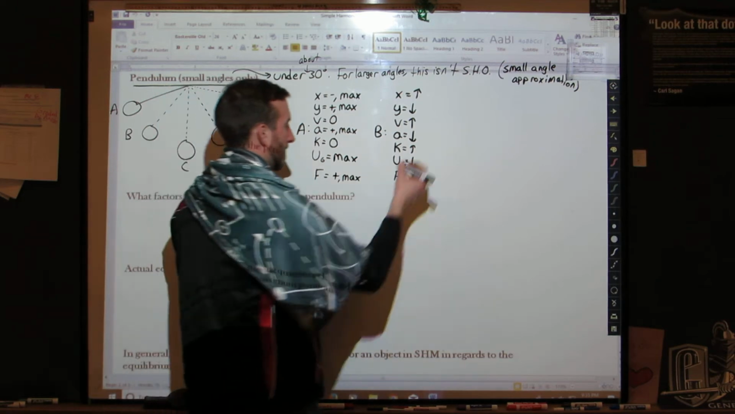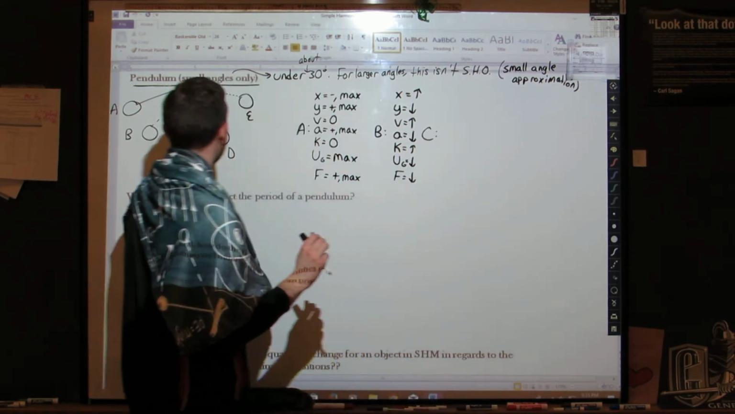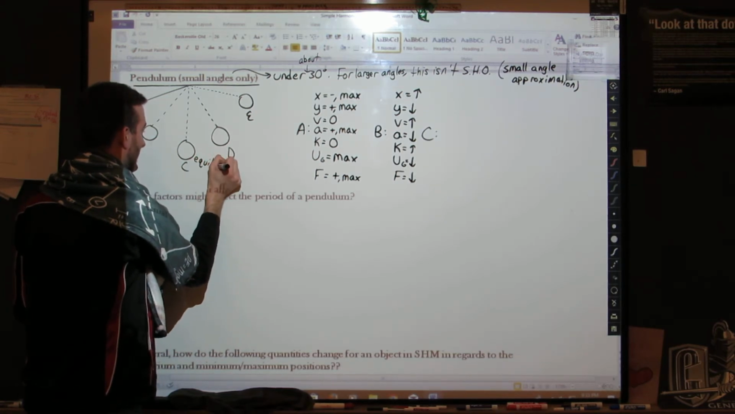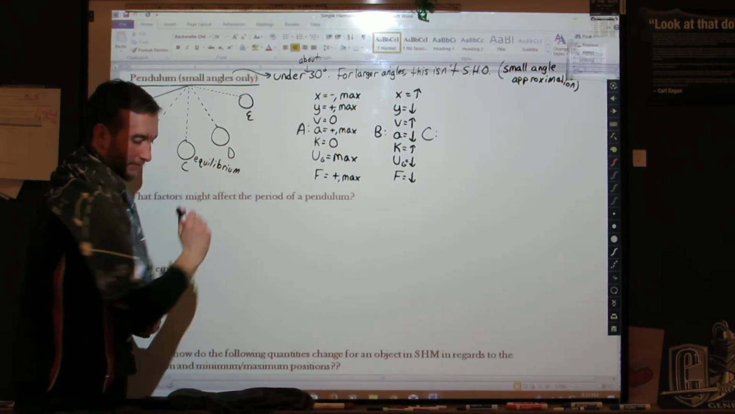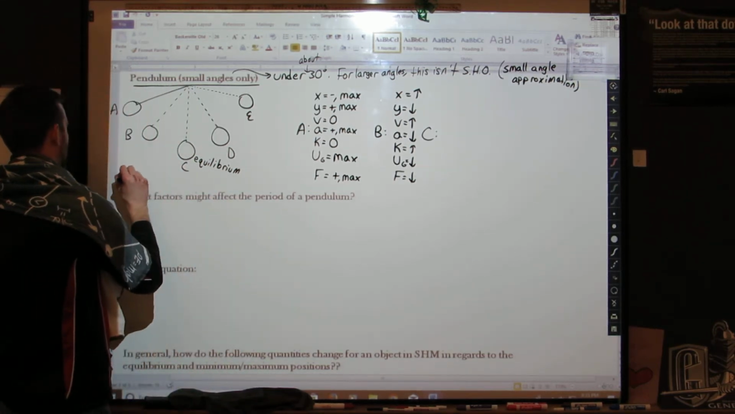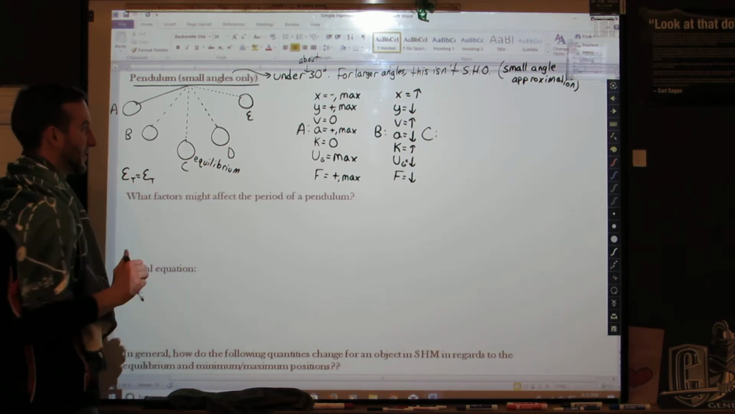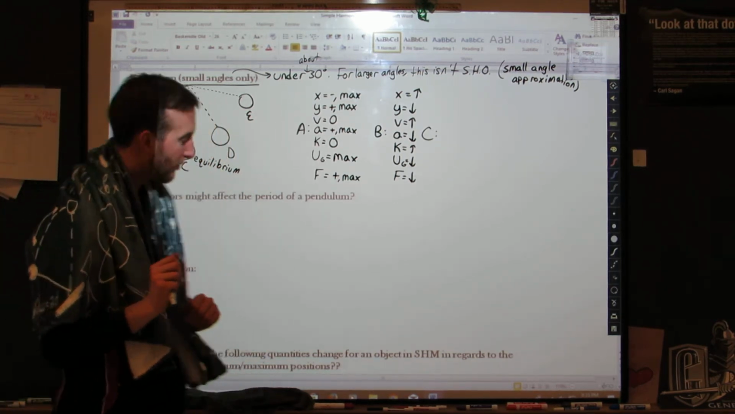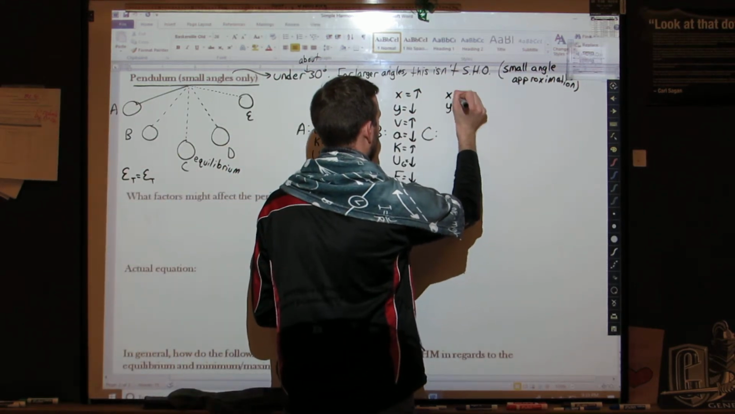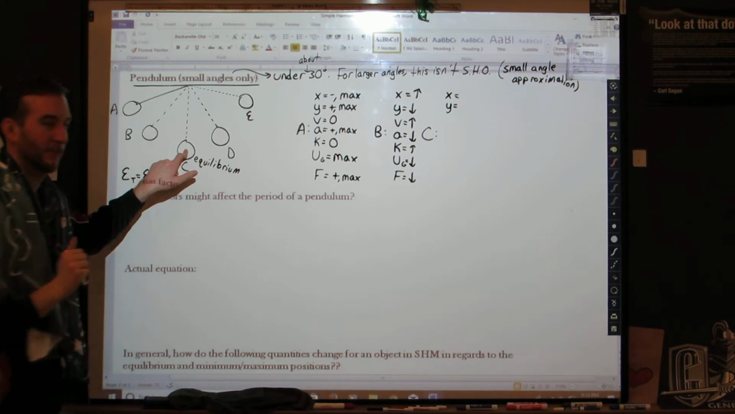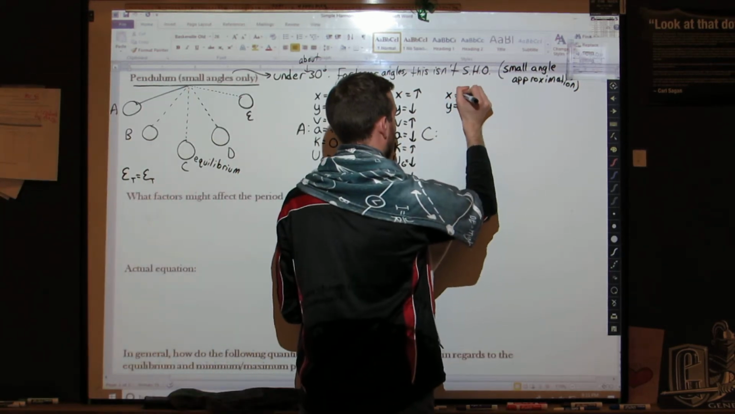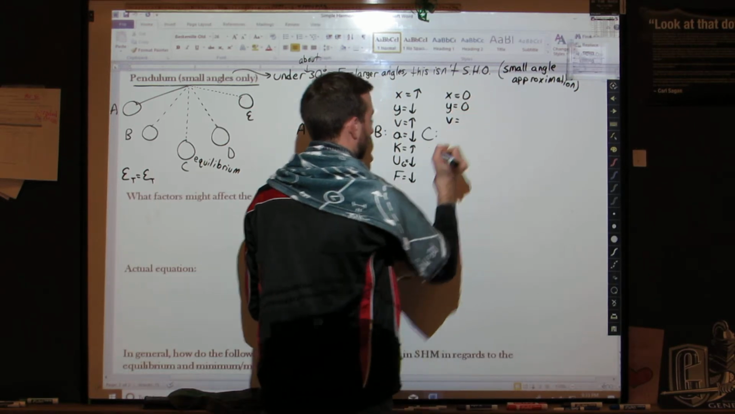So, let's move on to point C. Point C, this is equilibrium. I didn't write this in earlier, so let's fill that in. Equilibrium. Oh, and something else I had written down: we're assuming no damping, so ET equals ET. At point C, well, this is kind of easy. X and Y. We said this is the origin, so therefore X has to be 0, Y has to be 0. That's just how we defined our coordinate system.